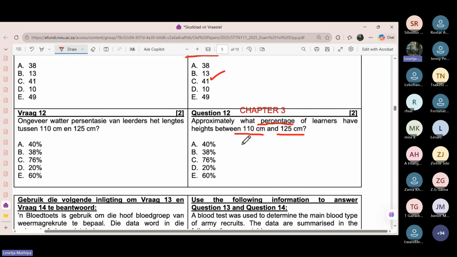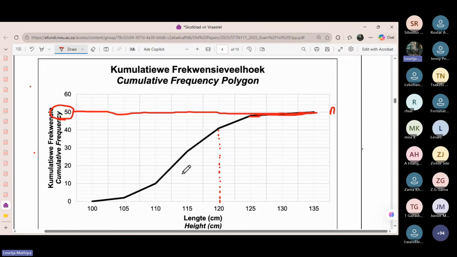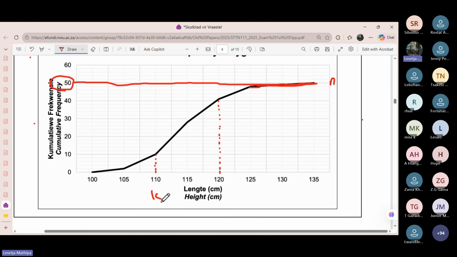So let's check 110 centimeter for estimation. When you estimate, it's somewhere here, 110 centimeter. Can you see? Can you say it's 10 or it's above 10? It's right below 10, or it is 10. So when you check, are you going to check 10 or are you going to check 11? 10. It's 10. Okay, 10.